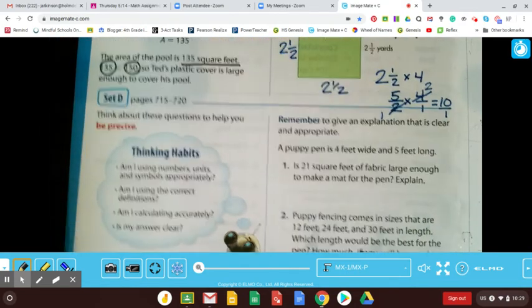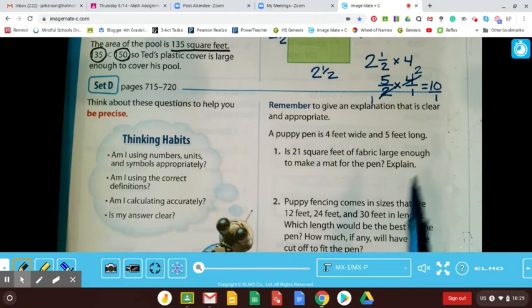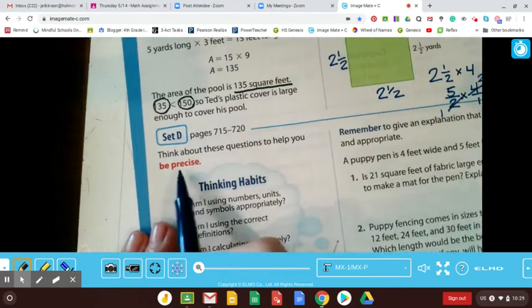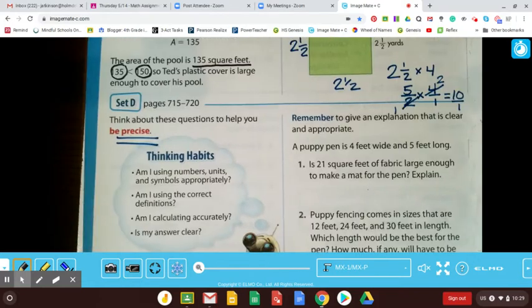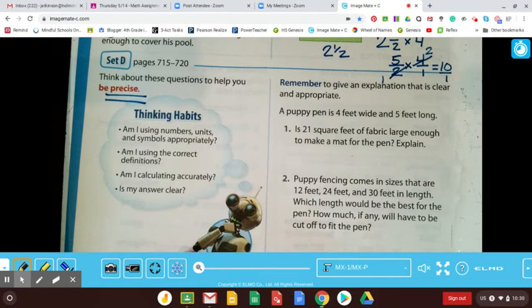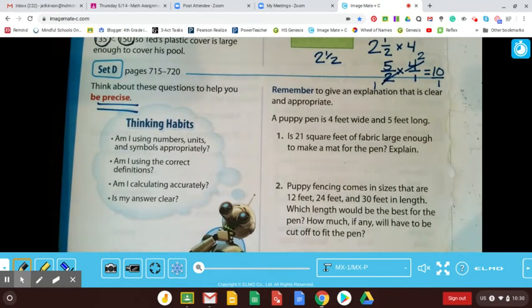All right. Finally, down below, there are some kind of questions that really are asking us to be precise. And that's a mathematical practice that we want to always keep in mind when we're doing any kinds of math. And it deals with puppies, so let's do them.